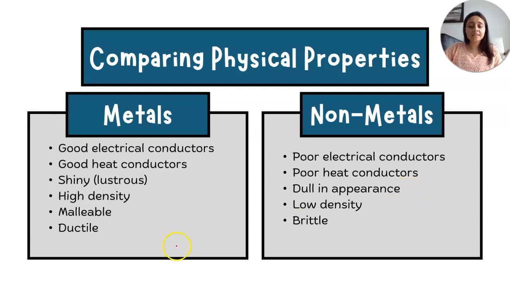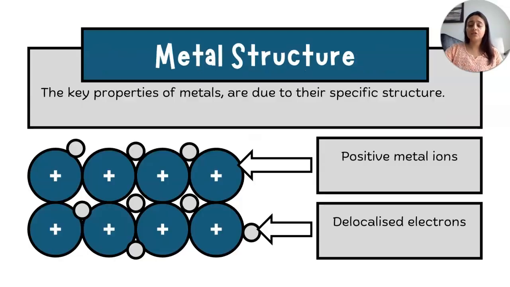Metals have high density, meaning their mass per unit volume is higher in comparison to non-metals. Non-metals are lower in density. Metals show the property known as ductility. We will see about ductility more later on, but non-metals are brittle. Alright, so we will see one by one how we can explain the reason behind these properties of metals. So let us see the first property.